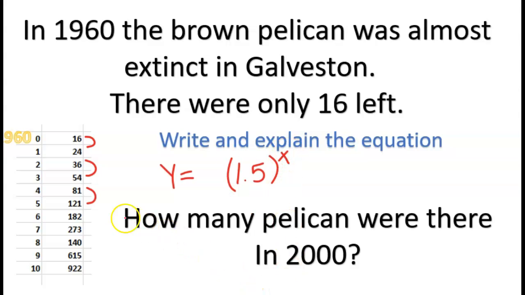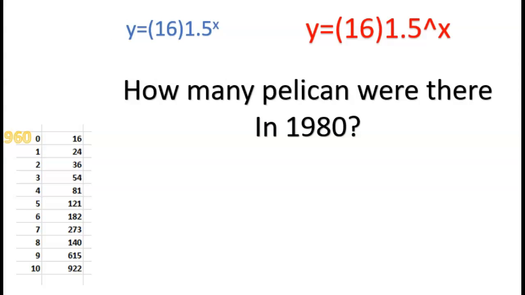How many pelicans did we have in 1960? That's what I'm using for my starting point. This is the equation that represents how many pelicans. We started off with 16, and we had a multiplier of 1.5. This is how you put it in Desmos, 16, 1.5 raised to the power of x. So, here's my equation, raised to the power of x.